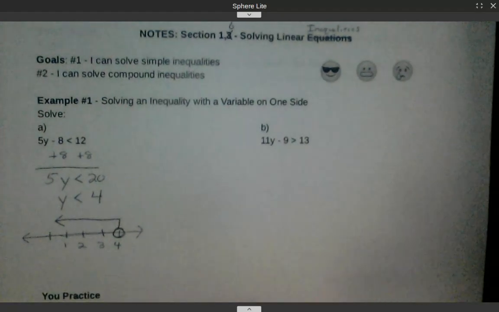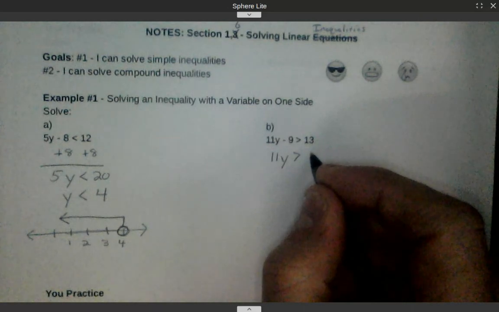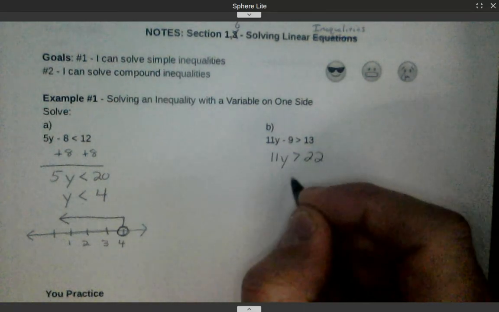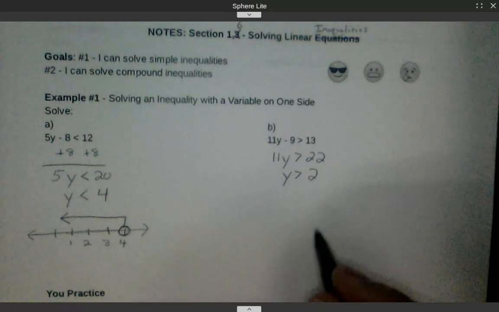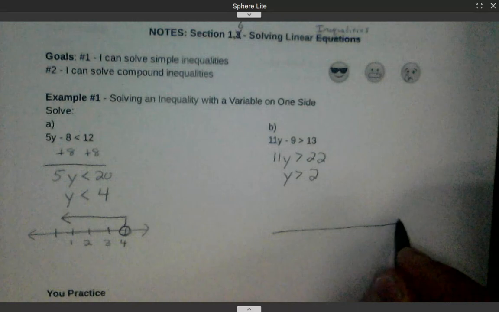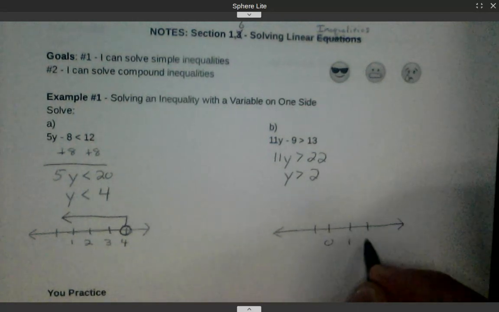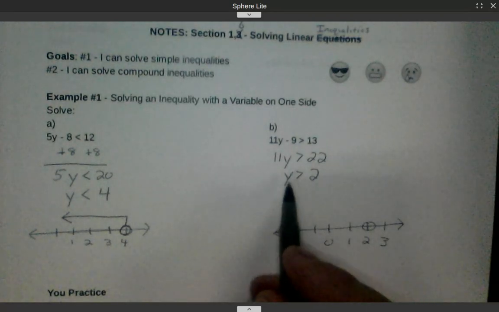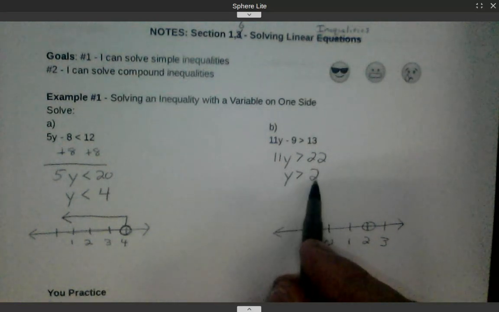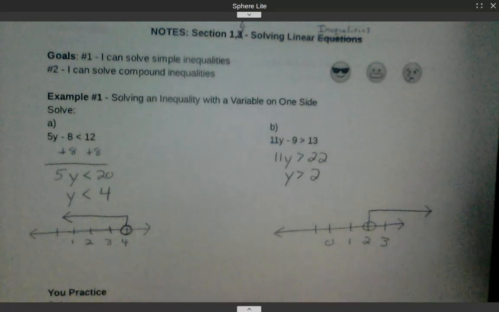Let's look at letter B. So in letter B, I'm going to add 9. This gives me 22. I'm going to divide by 11, and I get 2. You'll notice that this is also a greater than sign, so it will be an open dot. And on my number line I'm going to put an open dot, and this is saying y is greater than 2. So I'm looking for all the numbers that are greater than 2, which are going to go to the right. So I'm going to go up, and I'm going to go over.